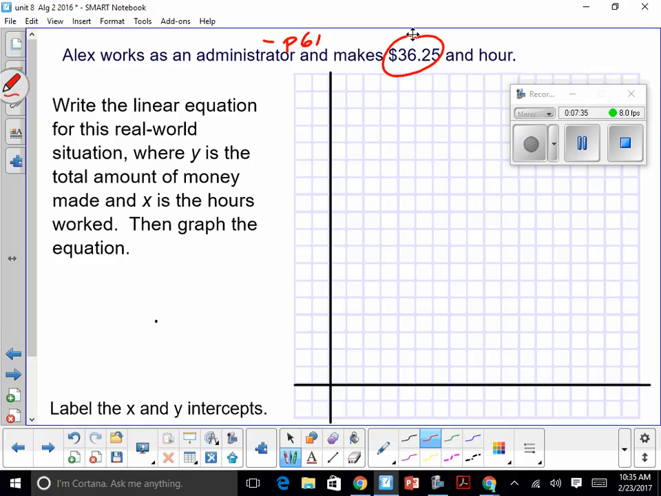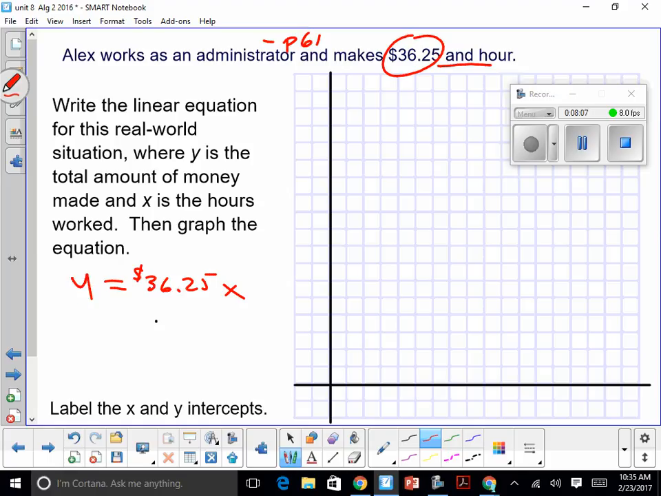If you had to write an equation, here's what it would look like. Equal sign. I'm making 36.25 an hour. Whenever they say something like that, from there you just put an X after it. That X tells me if I work for 1 hour, 1 times the money amount. If I work 2 hours, 2 times that amount. So here's what it looks like.